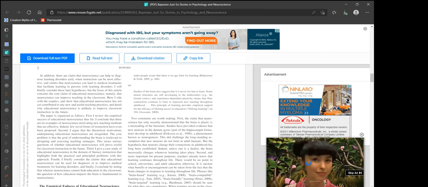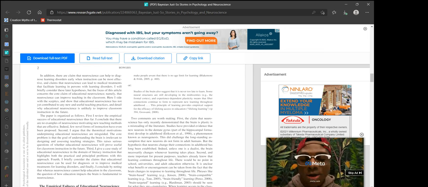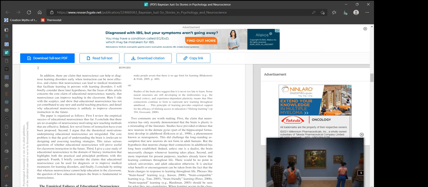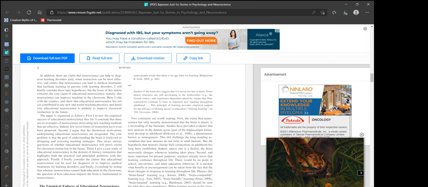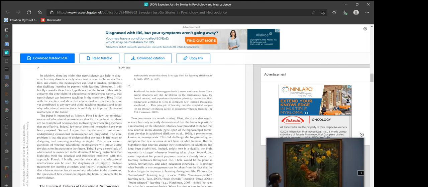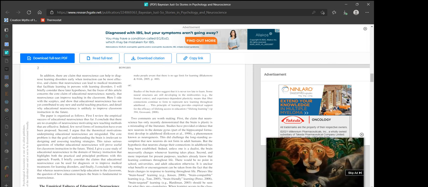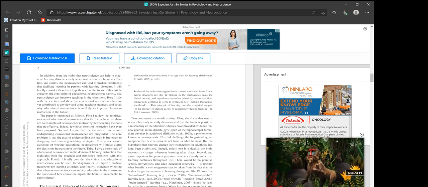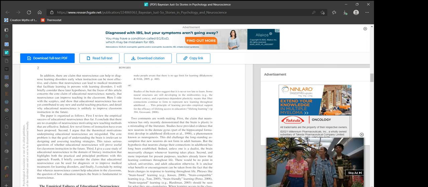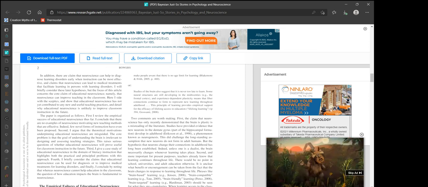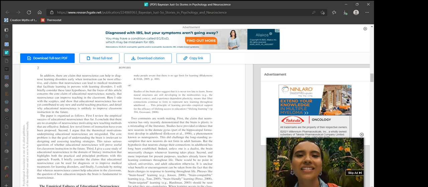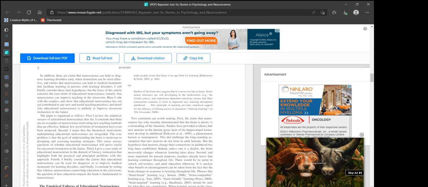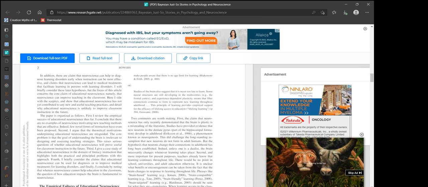In addition, there are claims that neuroscience can help to diagnose learning disorders early, when instruction can be most effective, and claims that neuroscience can lead to medical treatments that facilitate learning in persons with learning disorders. I will briefly consider these later hypotheses, but the focus of this article concerns the core claim of educational neuroscience, namely, that neuroscience can improve teaching in the classroom.